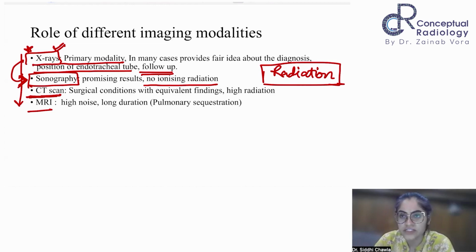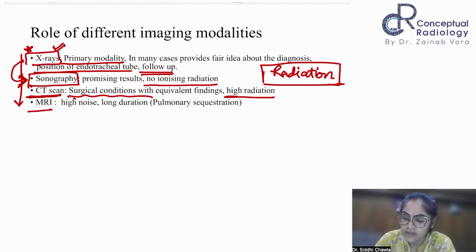In the medical causes, mostly chest X-ray. If it does not give the answer, or the findings are equivocal and the patient is not improving, then CT scan is the next modality of choice. However, for the surgical causes, it is the treatment of choice.